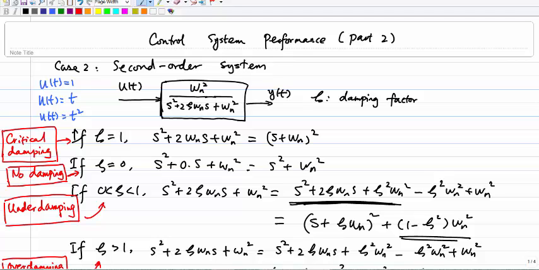In this video, I'm going to continue talking about the control system performance. So this is part 2 for the control system performance. We'll focus on the second order system.